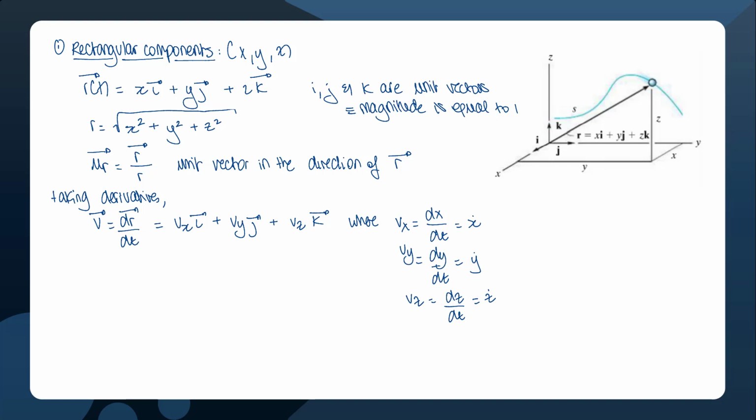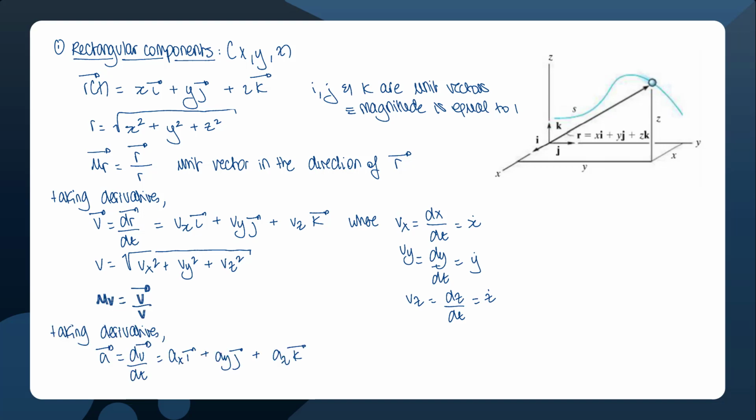Now, if we want to talk about the magnitude of v, we can simply take the square root again, as we did before, and the unit vector of v is defined as the vector v divided by its magnitude. Similarly, we can do the same thing for the acceleration. So let us take the derivative of the velocity. So a is equal to dv over dt.